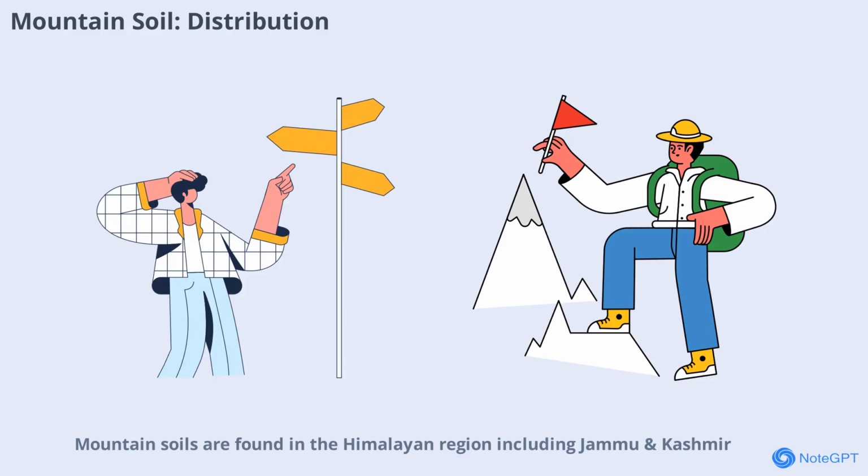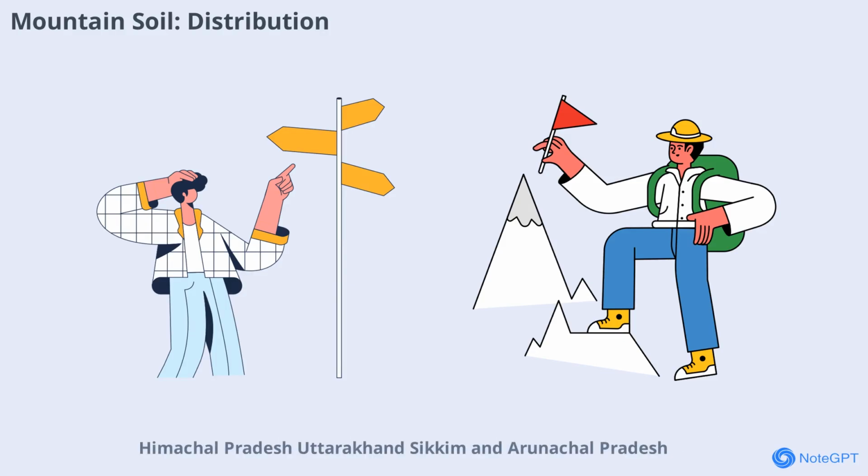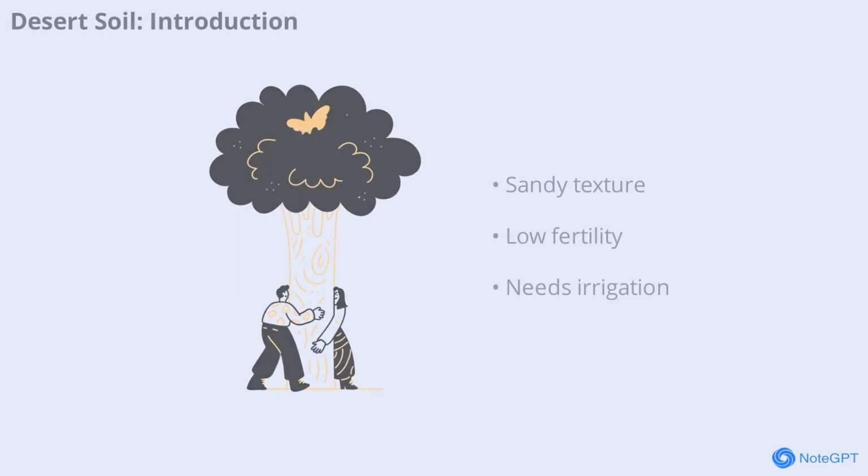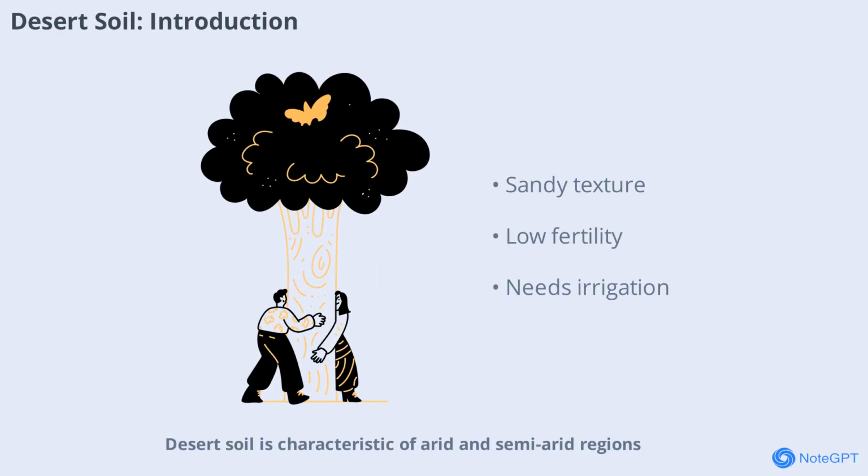Mountain soils are found in the Himalayan region, including Jammu and Kashmir, Himachal Pradesh, Uttarakhand, Sikkim, and Arunachal Pradesh. The soil properties change with altitude, supporting a range of vegetation from forests to alpine meadows. Desert soil is characteristic of arid and semi-arid regions, especially the Thar Desert in Rajasthan. These soils are sandy, low in organic matter, and have poor water retention.